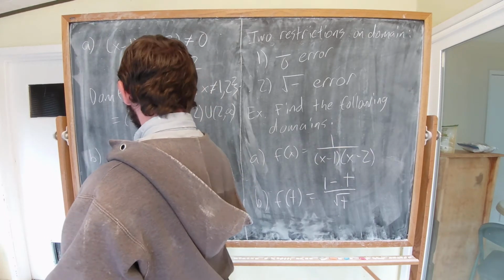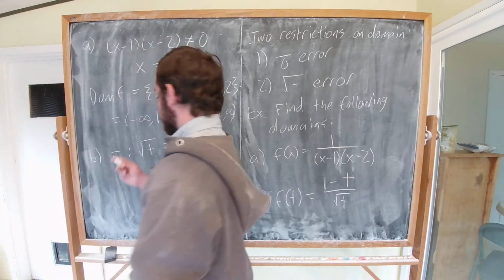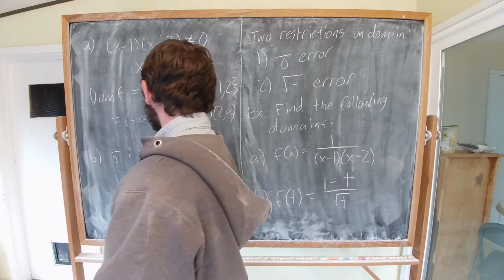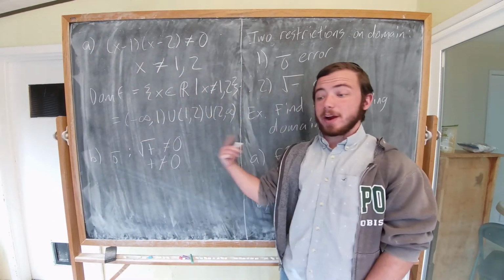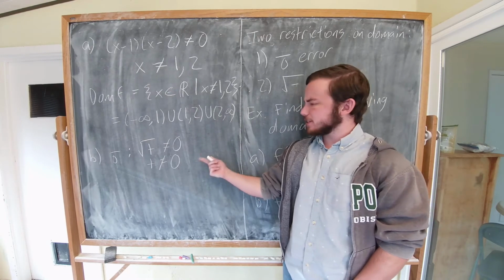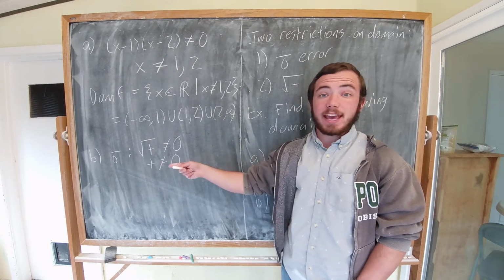We solve square root of t not equal 0. Squaring both sides means that t cannot be equal to 0 squared, but 0 squared is just 0. Cool, so we know t cannot be 0.